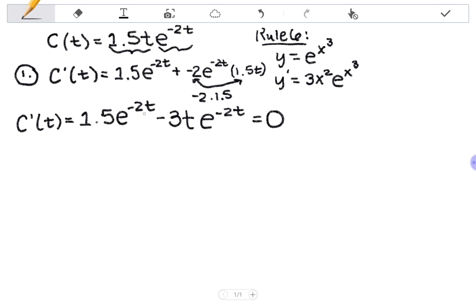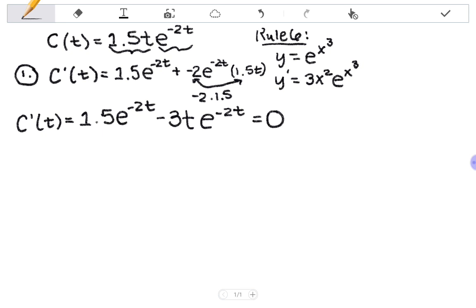Here I had 1.5 e to the negative 2t, and then I multiplied these decimals together and I got negative 3t e to the negative 2t. And it's okay if you still end up with a decimal there. So my next step is to factor this. So this is just some weird factoring.